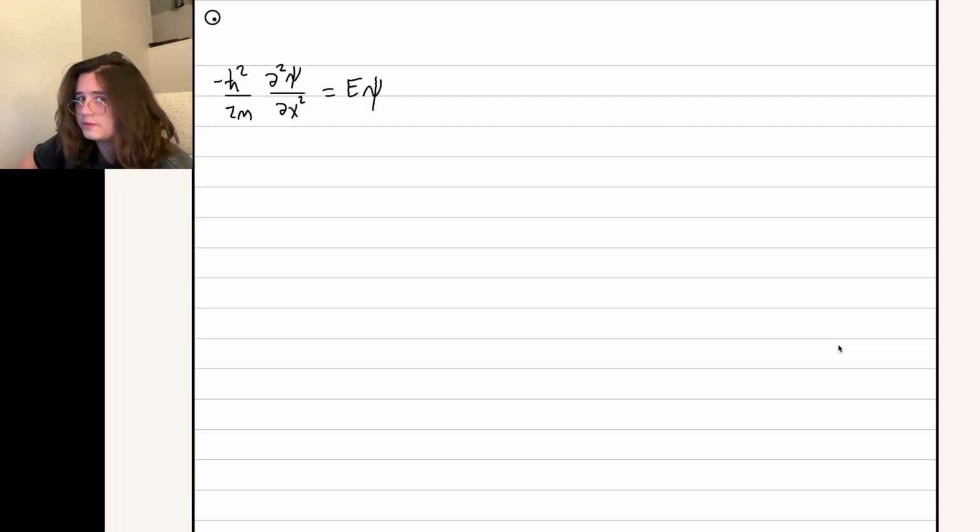Alright, silly people, here's the situation. We're in the particle in a box, and we are trying to prove that the energy is always positive for the particle in the box. So E is greater than 0.